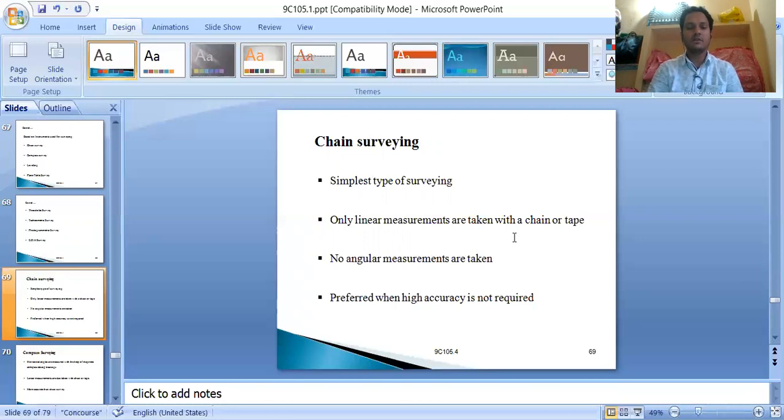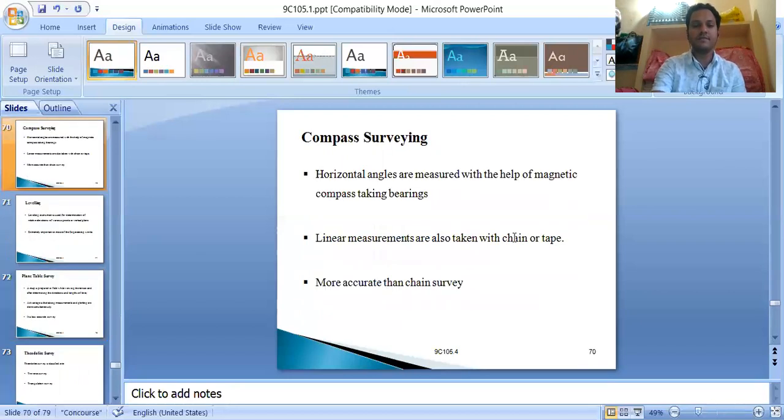By using chain, we can measure horizontal distances, areas, volume, etc. It is preferred when high accuracy is not required. So it is not a precise method of taking linear measurements. Then we have compass survey. Compass is an instrument which is used to take horizontal angles. Linear measurements are also taken with chain or tape in compass survey. But compass is an instrument which can measure only horizontal angles. It is more accurate than chain survey.